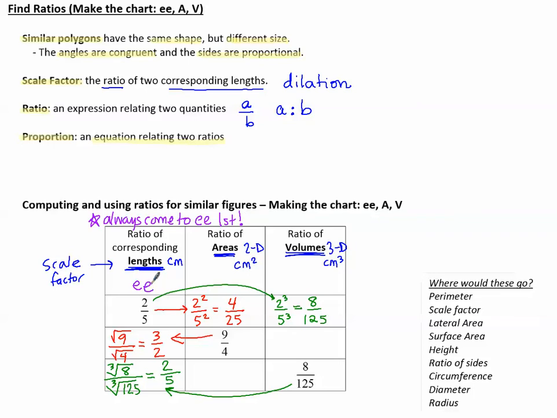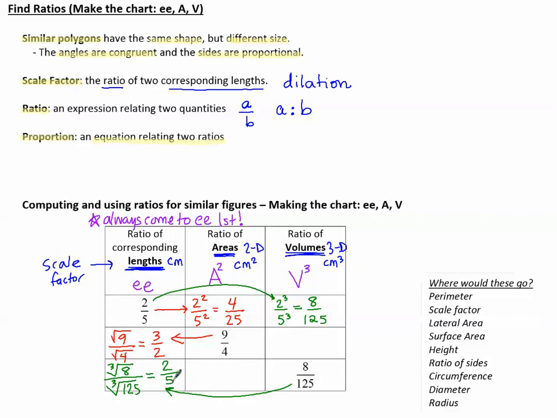Why everything else? Because the only thing that can go in the area column is areas. We're going to write A and put a little 2 here to remind us this is the area column and it always gets squared. This will be our V column and we'll put a 3 here to remind us that volume always gets cubed. Everything else, if it doesn't have the word area or volume, goes in this first column. So we always come to this column first. Then we can go fill in the other columns.